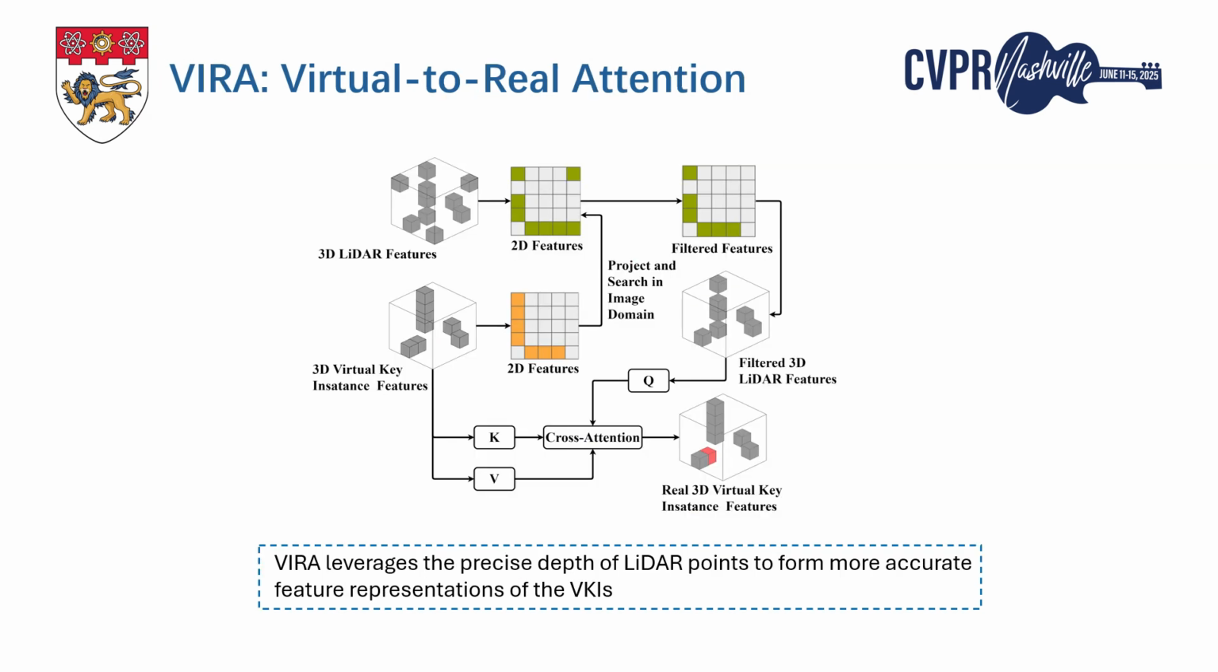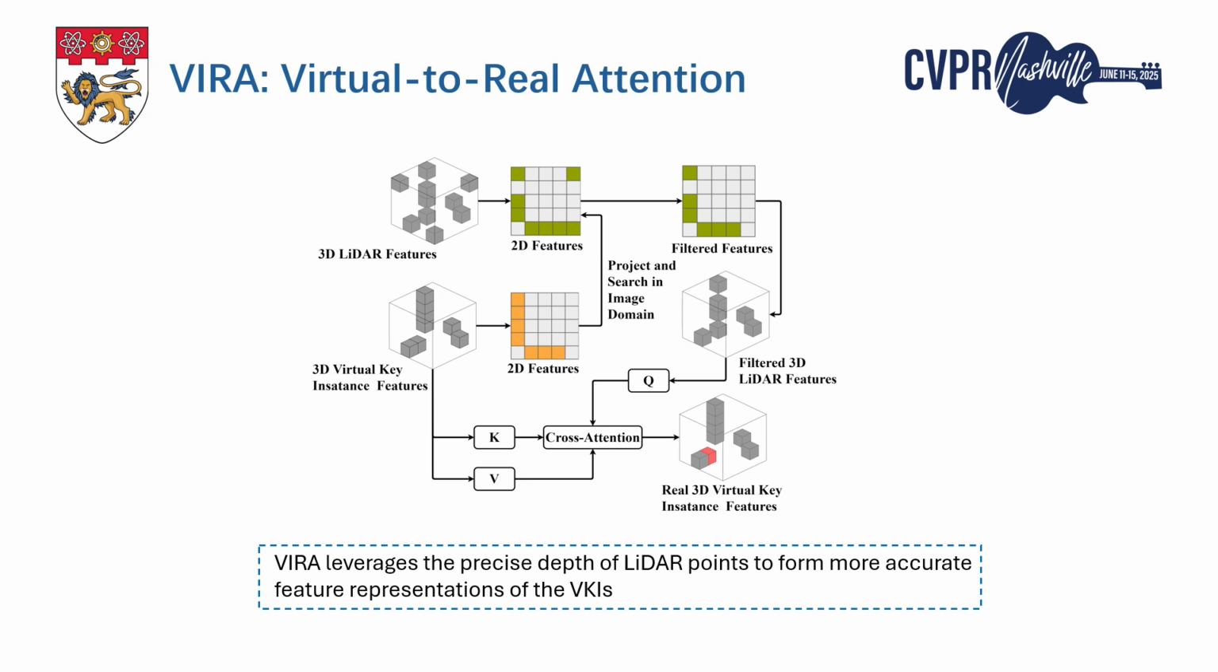VIRA, Virtual to Real Attention. To mitigate the impact of inaccurate depth information of VKIs in the fusion process, we propose the Virtual Instance to Real Attention module for preparatory 3D feature adjustments. We leverage the precise depth measurements from the associated LiDAR points to refine the raw noisy features of the VKIs. This is achieved via a cross-attention mechanism between the two feature modalities, which, in turn, produces more accurate and reliable feature representations of the VKIs.